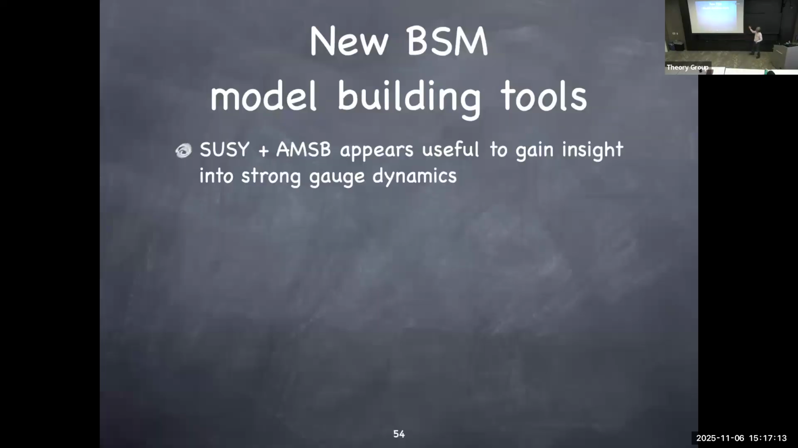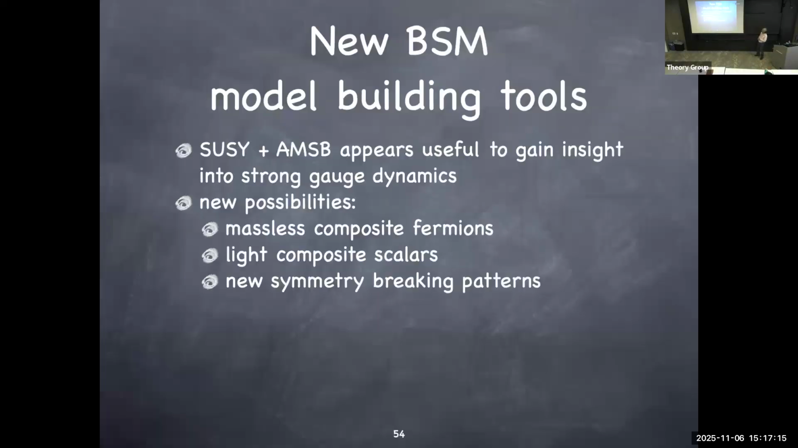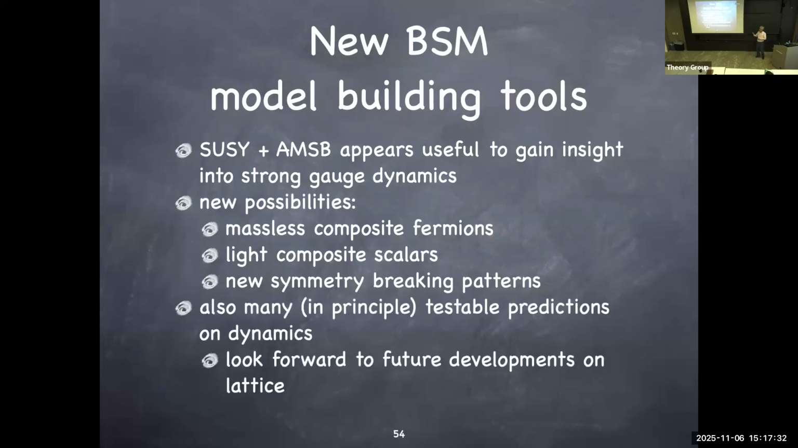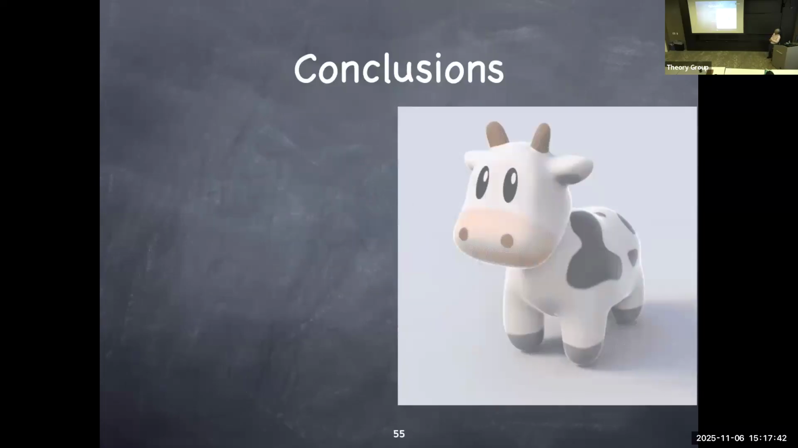So what kind of model building can I anticipate? Well, massless composite fermions, light composite scalars, I mentioned this already for the sigma particle, new symmetry breaking patterns you wouldn't have expected from the tumbling hypothesis, and all of them are now at our disposal to write down theories of beyond the standard model physics using the supersymmetric limit. And so they are testable predictions on dynamics. So we will see how we end up deciding what prediction turns out to be the correct one.